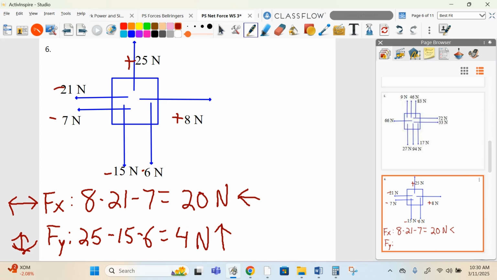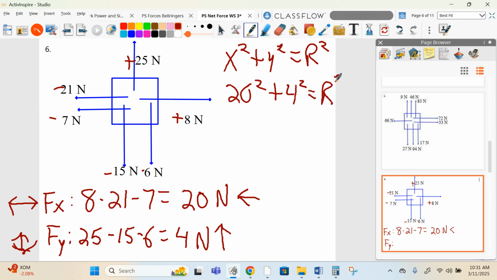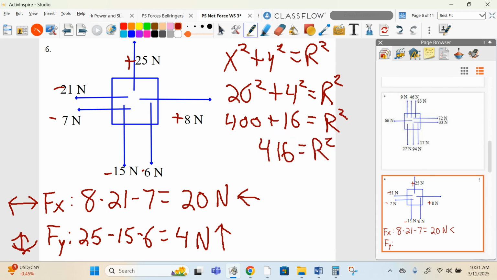Now, since I have an x and a y, I'm going to be using the Pythagorean theorem, where x squared plus y squared equals r squared. These are the numbers I'm going to plug in. 20 squared plus 4 squared is equal to r squared. When I take 20 times 20, that gives me 400. I have 4 squared, which is 16. That equals r squared. I'm going to combine those two. That gives me 416 is equal to r squared.